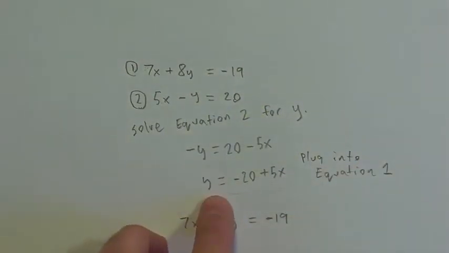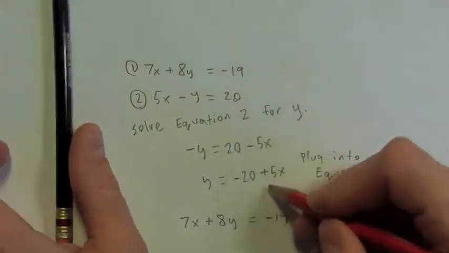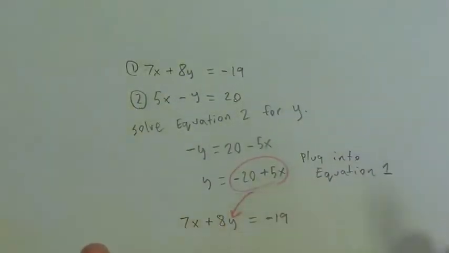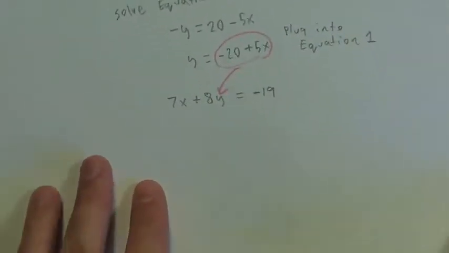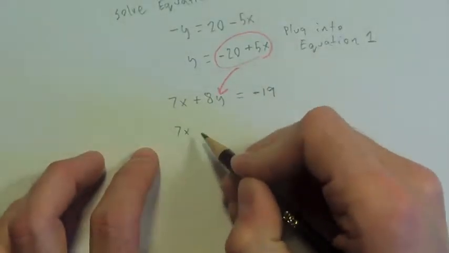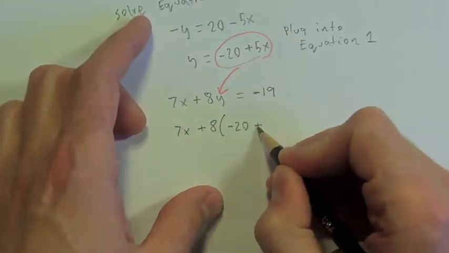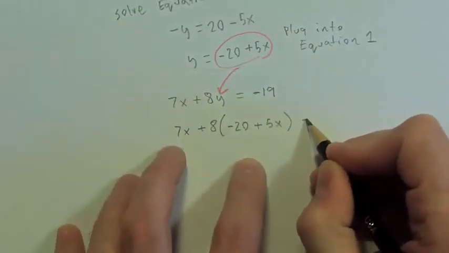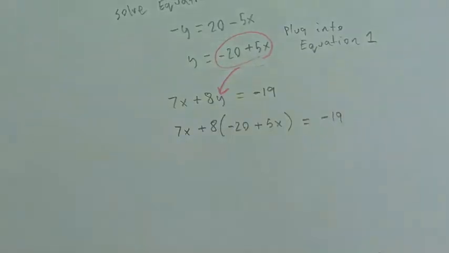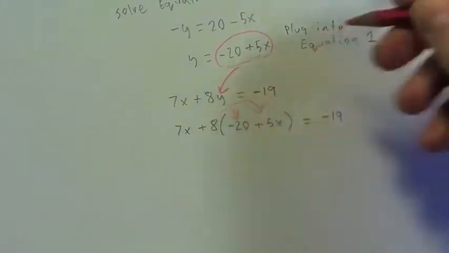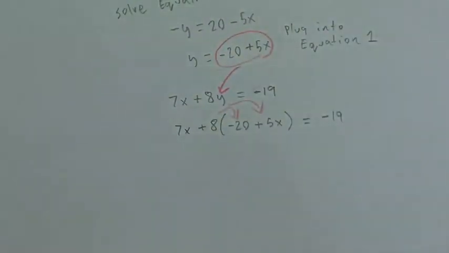Notice I've solved for y, so I'm going to take this and put it in for y. I usually write it out completely. I have 7x plus 8 times now negative 20 plus 5x is equal to negative 19. Now we'll distribute that 8 and move towards solving for x, which will then let us get y.